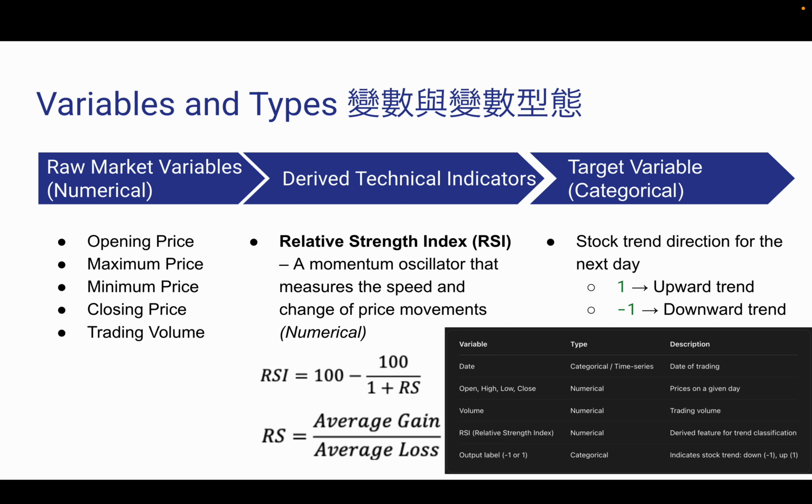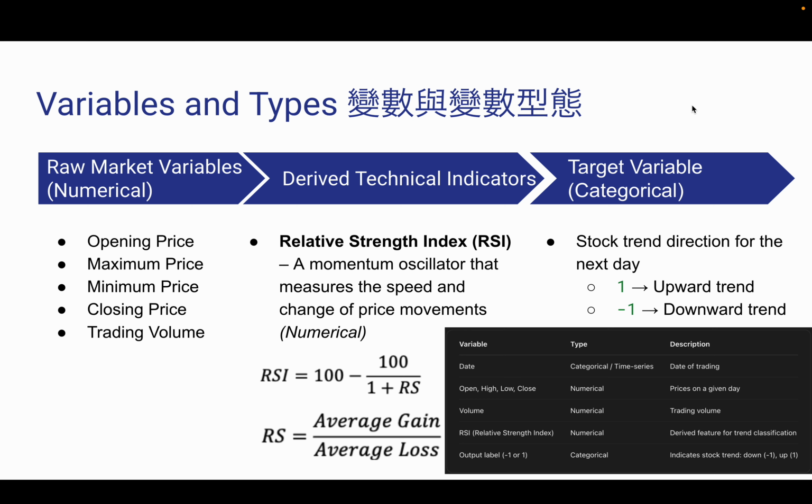Let's now introduce the types of variables present in the dataset, which includes both raw market data and technical indicators. First of all, we have raw market variables, which are all numerical. This includes the opening price, maximum price, minimum price, closing price, and traded volume. These values represent direct measurements from the stock market. Next, we include the derived technical indicator, specifically the Relative Strength Index (RSI). RSI is a momentum oscillator used by traders to measure the speed and change of price movement. It is also numerical in nature.